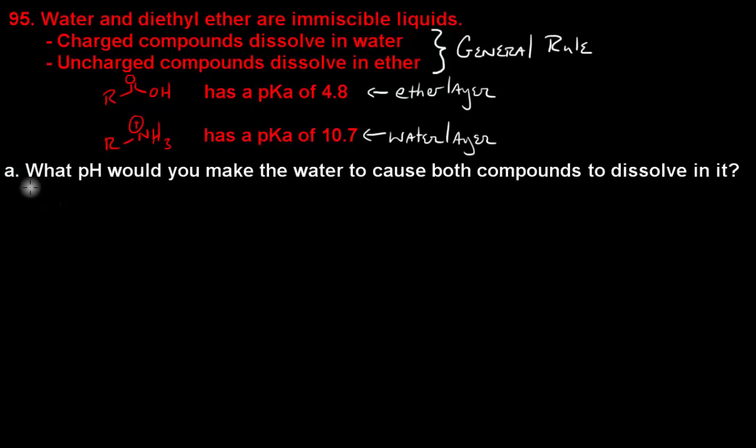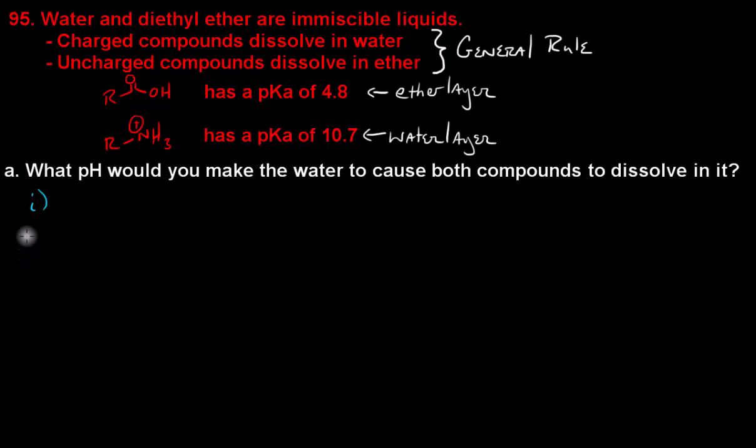So we want to deprotonate that carboxylic acid. We need a pH that's higher than its pKa, but we don't want a pH that's higher than the pKa of the ammonium, because then we might end up deprotonating it and it'll be transferred into the ether layer. So we've got to walk a fine line. Let's talk about each particular scenario. We'll go with 3 different scenarios.